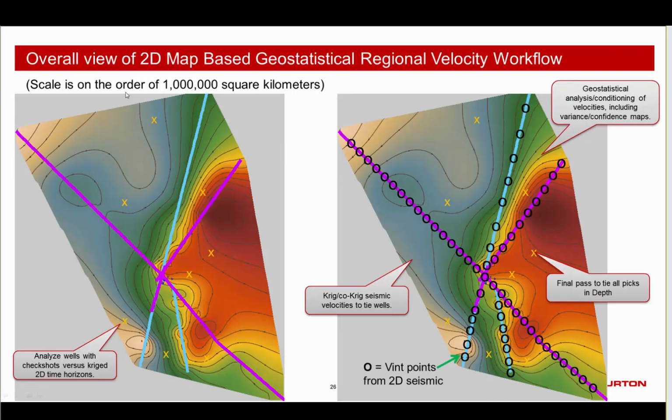So again, think about a million square miles, and these X's represent where the wells are, and you can see the wells are tens, hundreds of miles away from where our seismic data is. We're going to use the power of geostatistics, variogram analysis and so on to properly calibrate and tie the seismic time interpretation and the seismic velocities with the velocity information and the pick information from the wells. And it's a powerful tool for regional modeling.